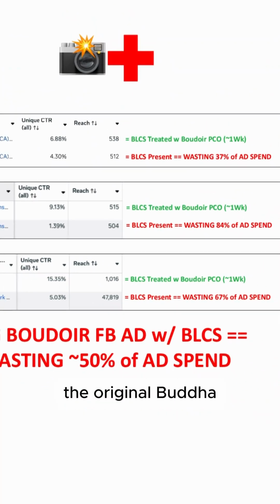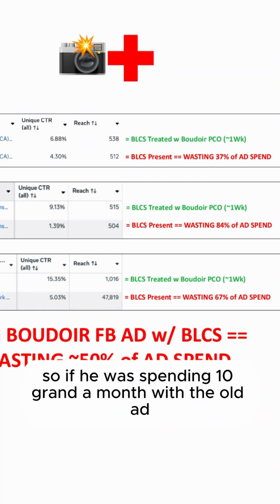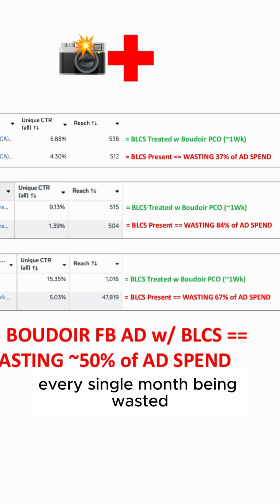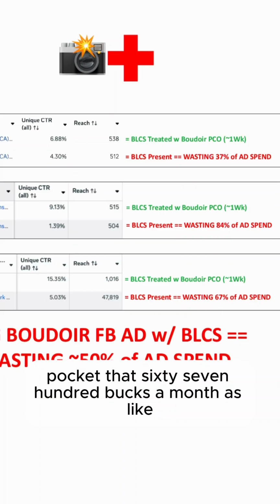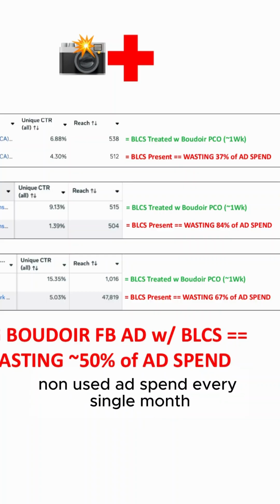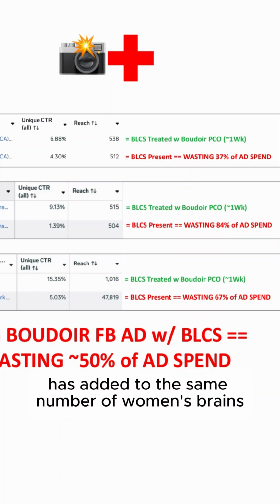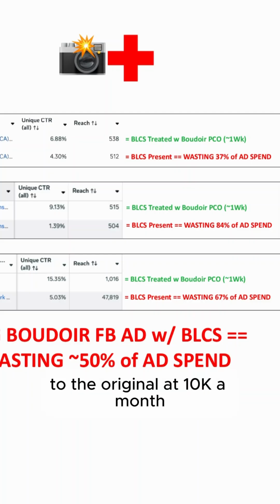And so we found out the original Boudoir Facebook ad was wasting 67% of his ad spend. So if he was spending 10 grand a month with the old ad, with the original ad, 6,700 bucks a month, every single month being wasted. So now he can run the new one at 3,300 bucks a month, pocket that 6,700 bucks a month as like non-used ad spend every single month, and actually get what's that, like 80K kind of phantom bonus in the next year, and still get his ad into the same number of women's brains at 3,300 bucks a month compared to the original at 10K a month.